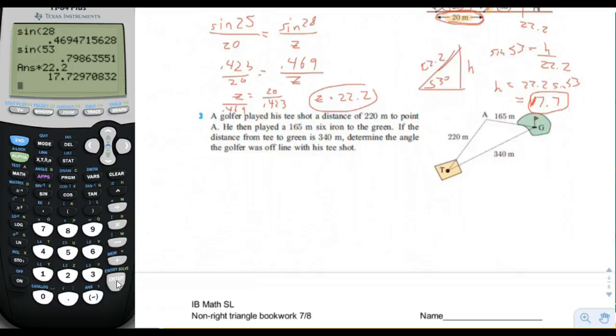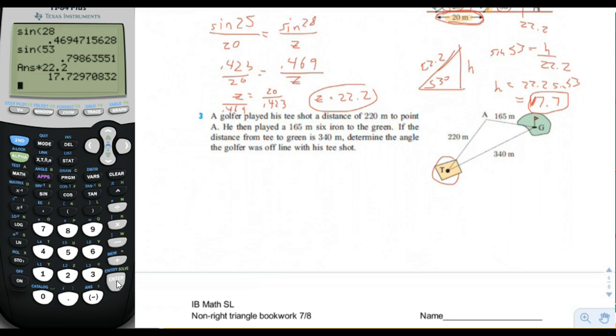Last problem, number 3. A golfer played his tee shot a distance of 220 meters to point A. He then played a 165-meter 6-iron to the green. If the distance from the tee to the green is 340 meters, determine the angle the golfer was offline with his tee shot. If you don't really understand golf, basically they just drew the whole triangle here for you, and they want to know the angle that the golfer was offline with his tee shot.